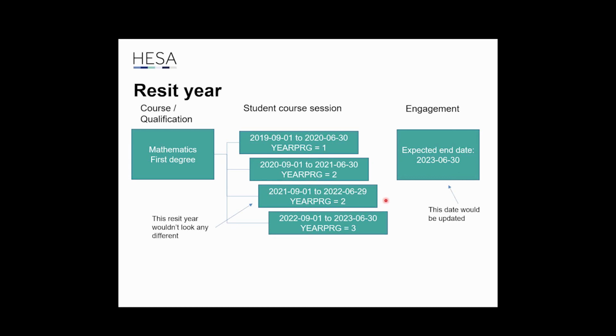It doesn't explicitly say that this is a resit year. That isn't a requirement explicitly in the model, but we can get it from that because the year of program is repeated, and their expected end date would probably change as well to say that actually they're going to take another year.